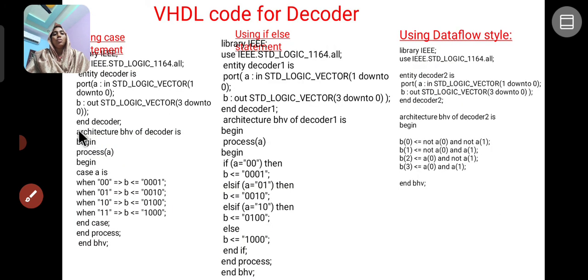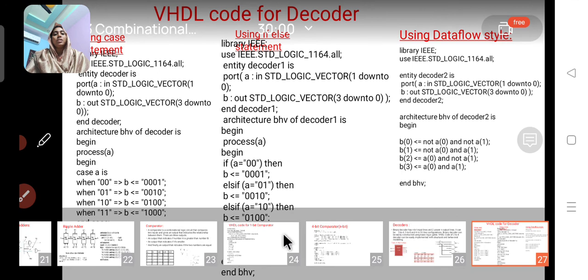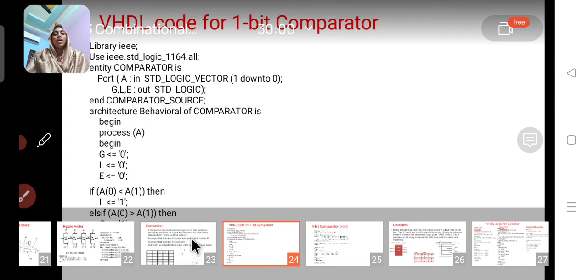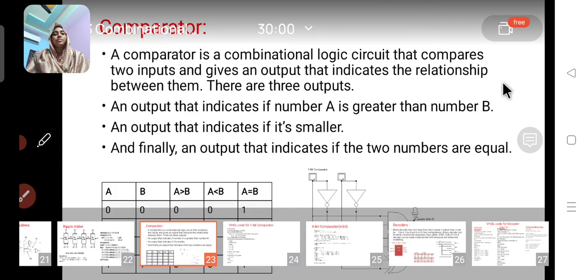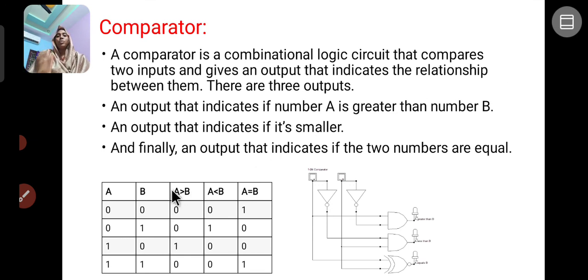So this is how we can design a comparator. A comparator will have 2 inputs and 3 outputs. A comma B are the inputs, and the 3 outputs are A greater than B, A less than B and A equivalent to B. According to that we have to write the VHDL code. So this is how we can design the comparator and this is the VHDL code.